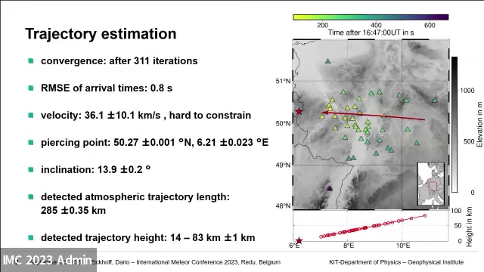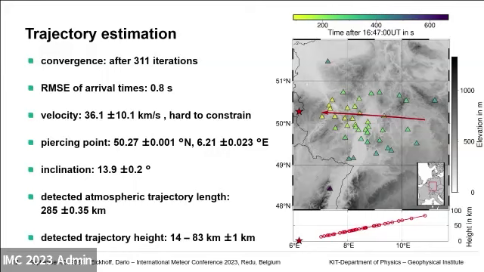On the right, you can see the trajectory in red, and our stations are now triangles and not circles anymore, colored by arrival time. So you can see that we could trace the trajectory really well, and we have a residual error of arrival times of only 0.8 seconds, which we are really happy with, actually.